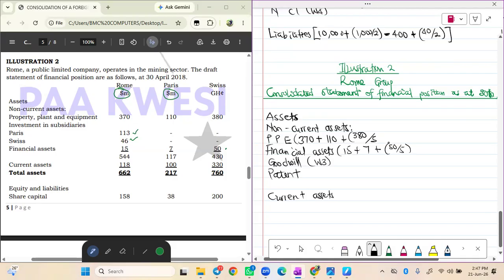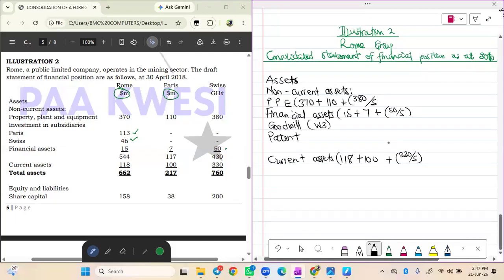That one, we don't have inventory and all that, it is in one line item. So it is $118 plus $100 plus 330 Ghanaian cedis. So we translate. That one, you don't know what will affect it. The next line will give you your total assets. You leave 2 lines, equity and liabilities.